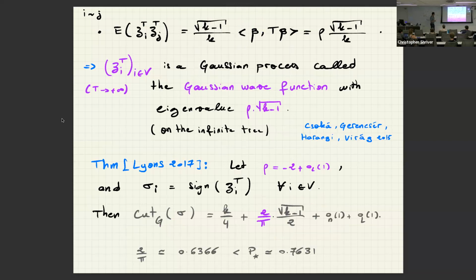So what does Russ Lyons prove? It proves that if you take rho to be -2 plus some little o, you get a Gaussian process that is related to this eigenvalue. Then you can just truncate it. You can just look at the signs. And based on the signs, you can decide which side you are on in the partition. And if you compute the value of that cut, that gives you the 2 over pi because of arcsine and whatnot. You get 2 over pi. So 2 over pi is 0.63, and you compare it to the optimal value, which is 0.76. So it's pretty close.